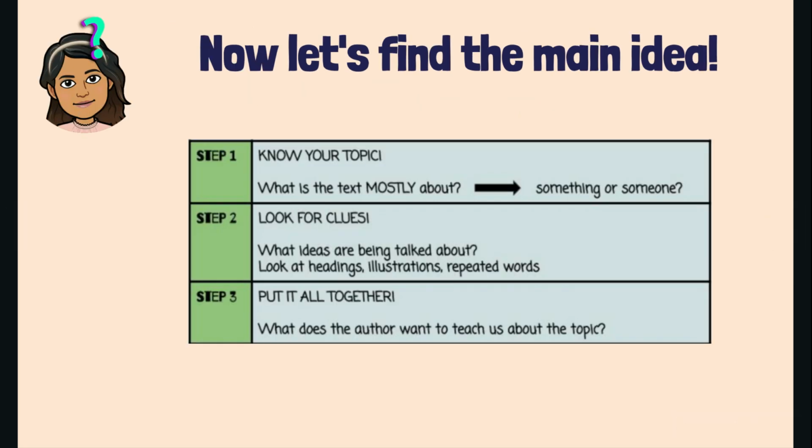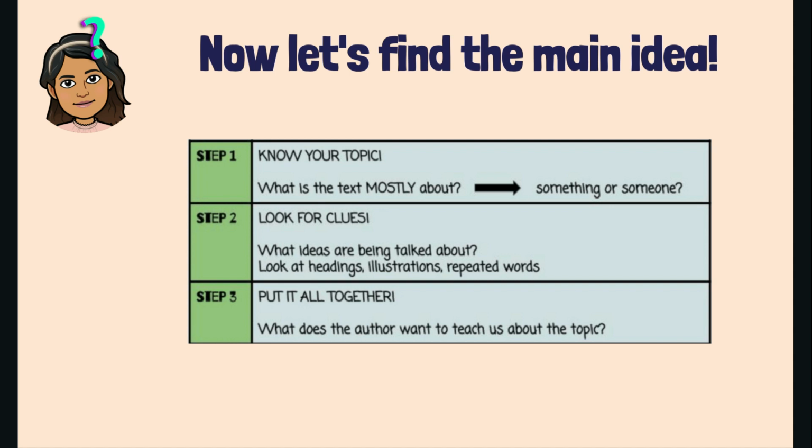We wrote our gist statement. Now it's time for us to find the main idea. How many steps are there to find a main idea? That's right, there are 3 steps. Step 1 is to know your topic. We need to know what the text is mostly about. Are we learning about someone or something?